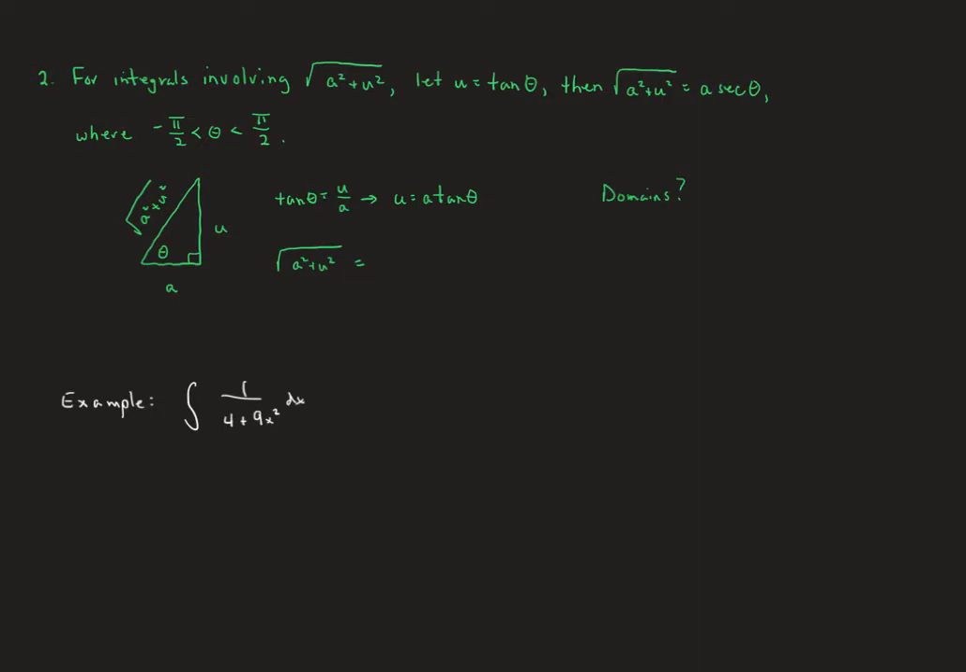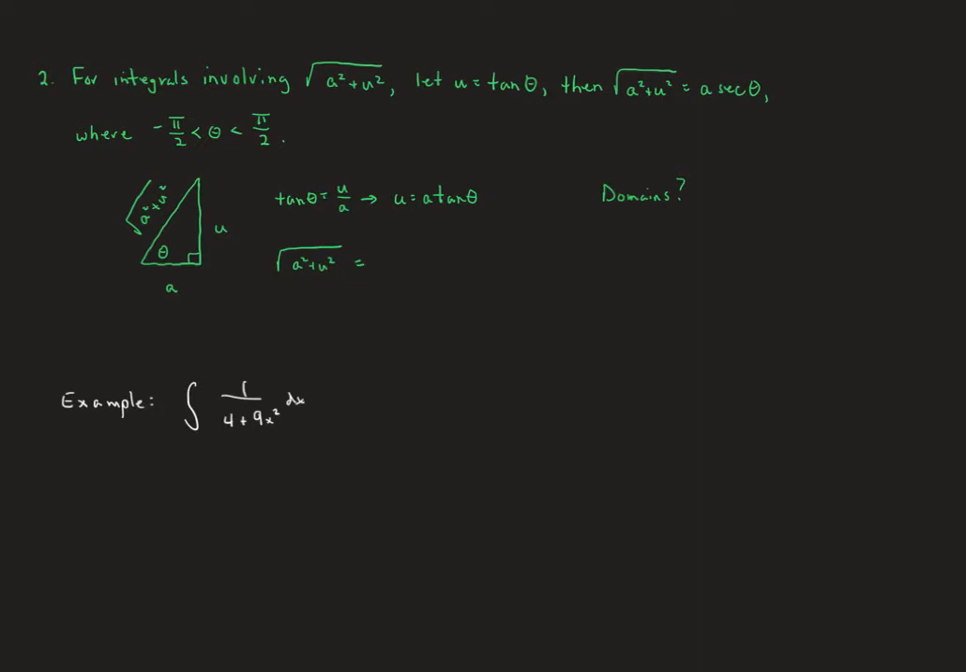So in this one, we're going to let u be tangent theta, and then we'll see that square root of a squared plus u squared will be a secant theta. That's from our trig identity. And we're going to choose the theta to be between negative pi over 2 and pi over 2. So we can see that, again, how we label this will be the challenging part.